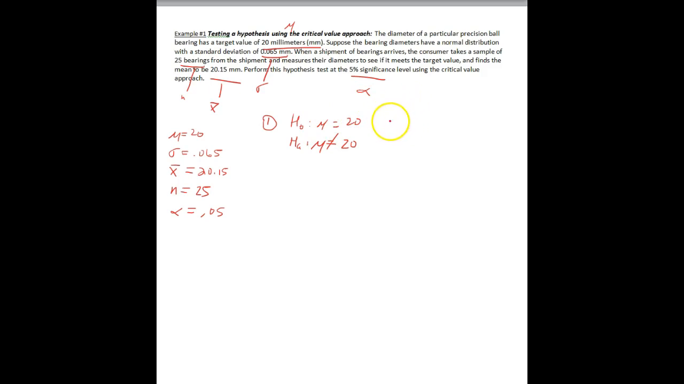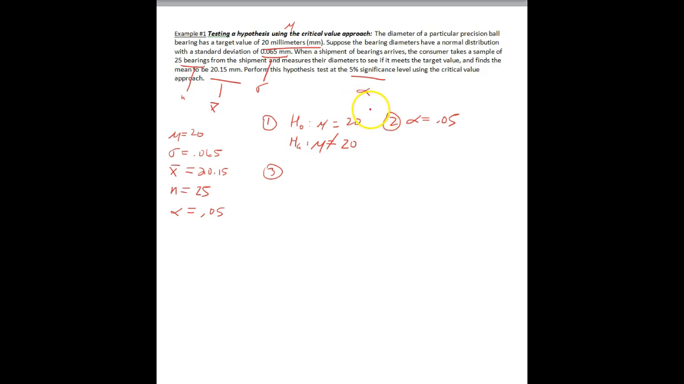And then step 2, what is our alpha level? We just write that in. It was given to us. Step 3, what is the test that we're using? We have a couple of options, or a couple of things to consider.